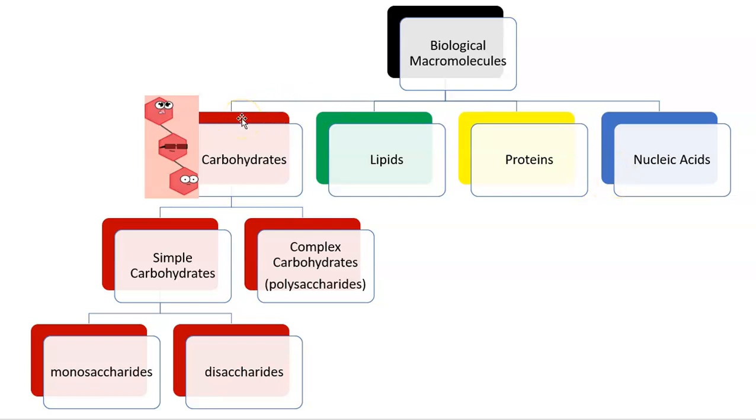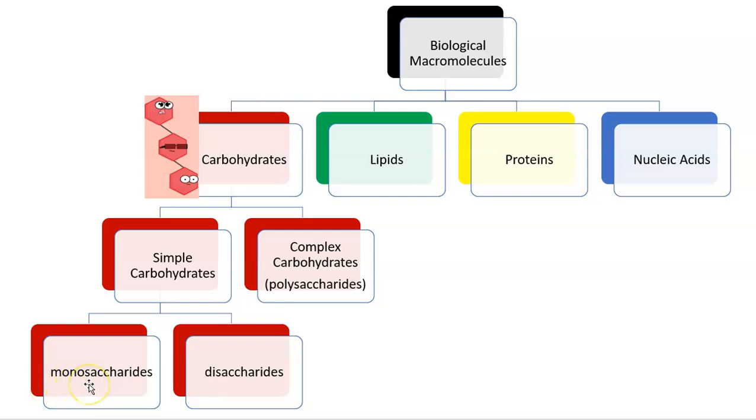What you're going to learn about a little bit more in depth today is that carbohydrates can be classified in 2 groups. There are simple carbohydrates, or we call them simple sugars, and there are complex carbohydrates, otherwise known as polysaccharides. And then simple carbohydrates or simple sugars can be broken down even further into what we call monosaccharides and disaccharides. Of course, the prefix mono means 1.